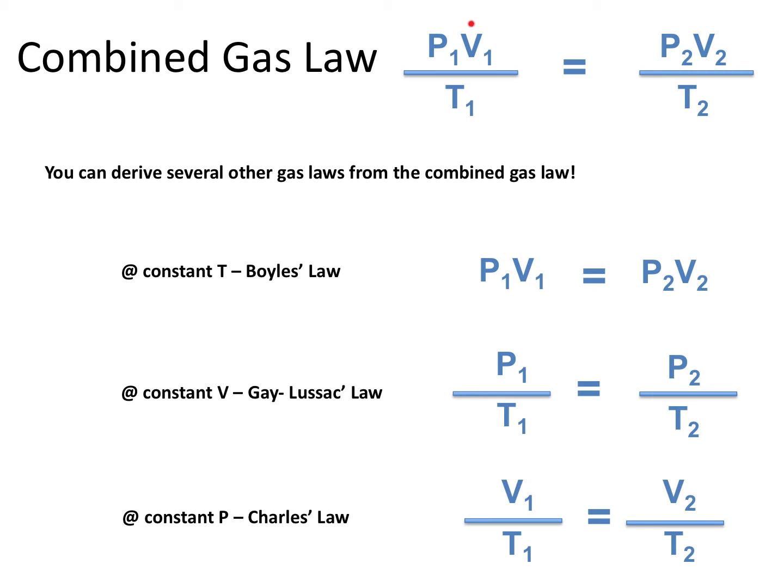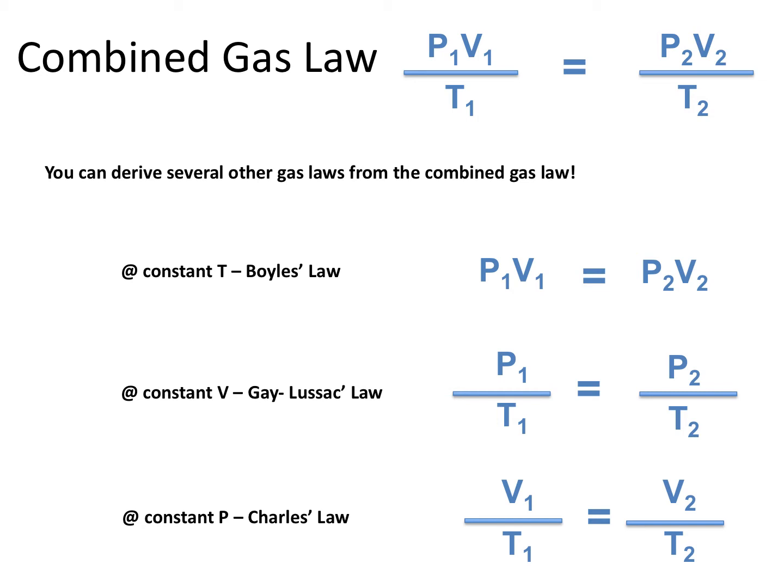So if I changed from 200 milliliters at volume 1 into, let's say, 500 milliliters for my volume 2, we can then see how the changes that we are applying to this specific quantity of gas will alter, say, pressure or temperature. Okay. Now, all of the other gas laws can be derived from the combined gas law.